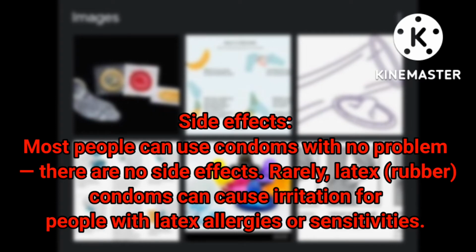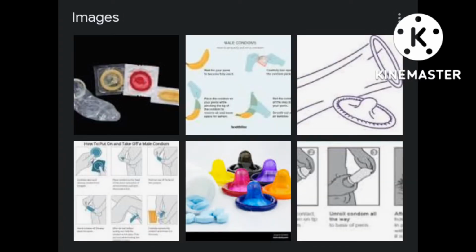Side effects: most people can use condoms with no problem. There are no side effects. Rarely, latex or rubber condoms can cause irritation for people with latex allergies or sensitivities. As you can see, the picture is an example of condoms.